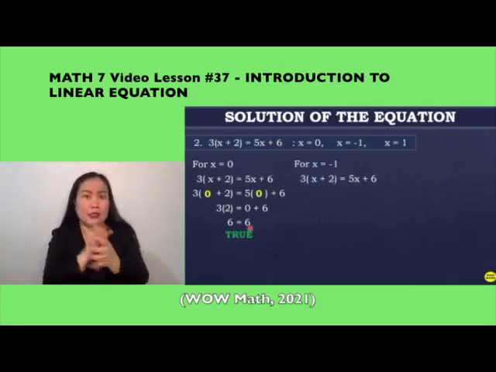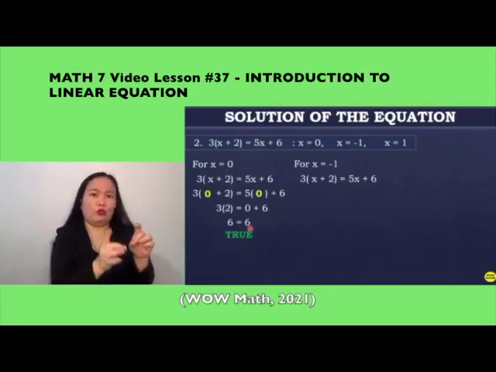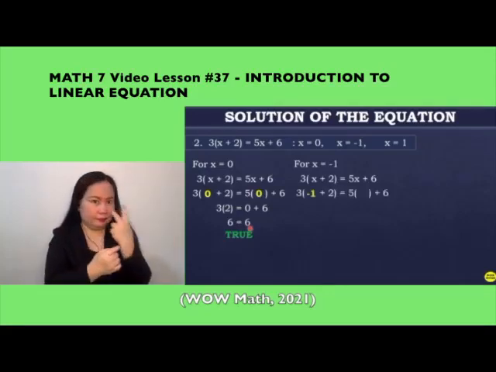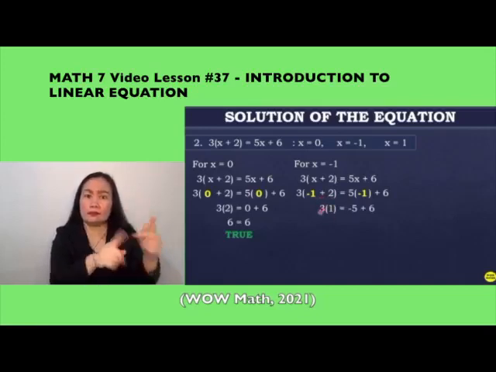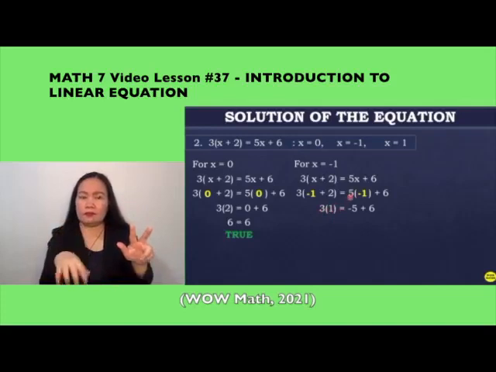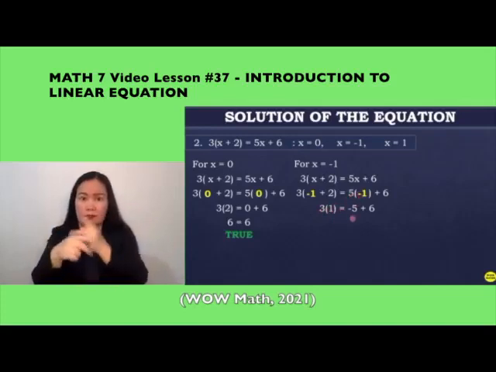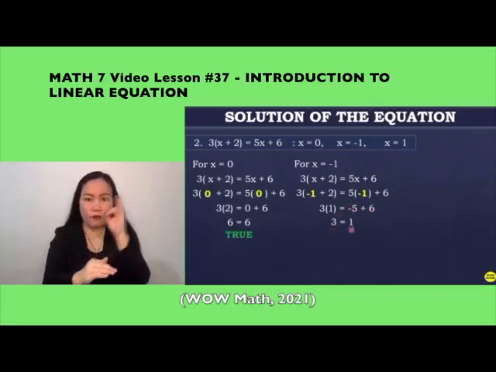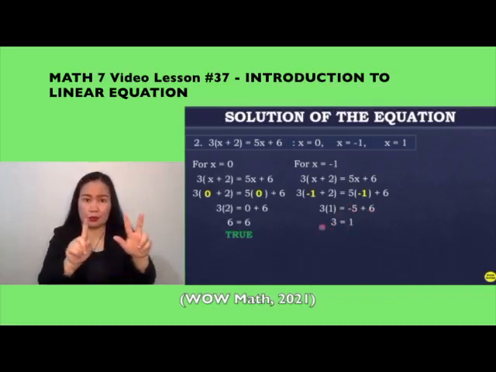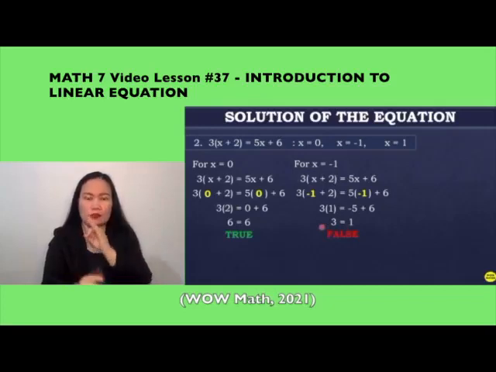Okay. So, I have here, x is equal to negative 1. So, substitute natin si negative 1 dito, ganun din po sa isang x. So, unahin natin yung nasa loob ng ating parenthesis, negative 1 plus 2. This will become positive 1. So, 3 times 1 na siya. Equals 5 times negative 1, that is negative 5. Okay, kasi different signs yan. So, we have 3 times 1, that is 3. And then, negative 5 plus 6, this is positive 1. So, as you can see, 3 is equal to 1. This results in a false statement.